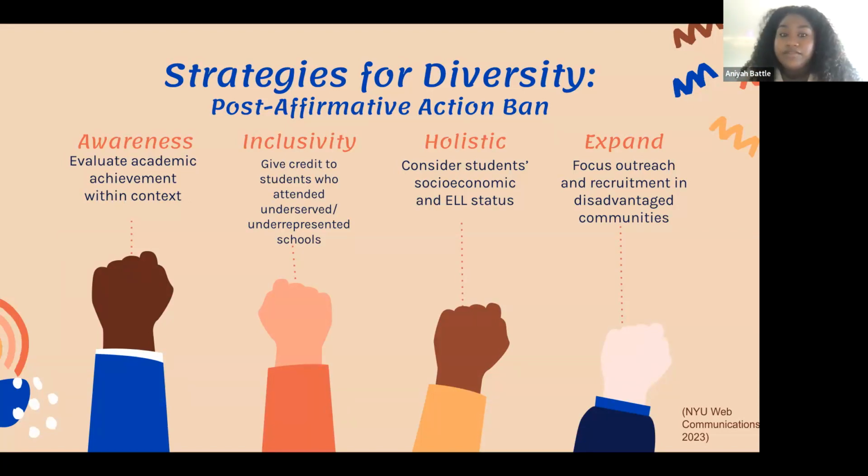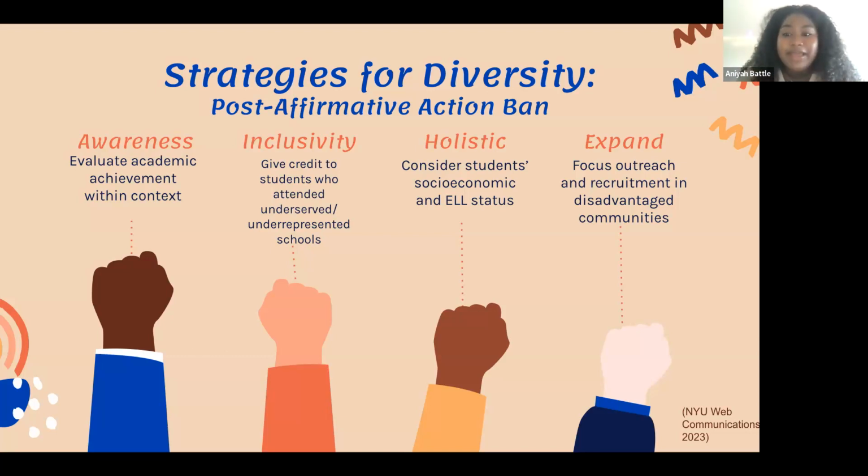Another one is inclusivity. So again, giving credit to students who attended underserved and underrepresented schools, and having a more holistic understanding of their applications, whether they come from a low socioeconomic status or what their English learner status is. Maybe they are new to the country, and these are things that universities and other institutions can make themselves aware of when considering someone for admissions or even hiring. I know we're not talking about labor, but in that aspect, I think it applies as well.